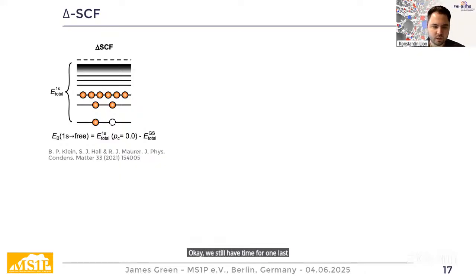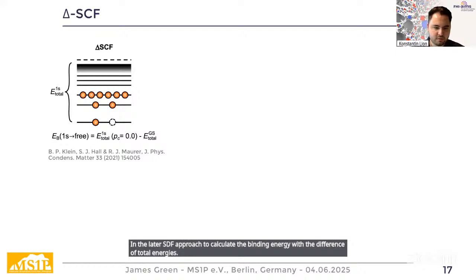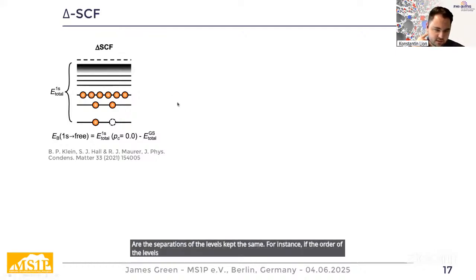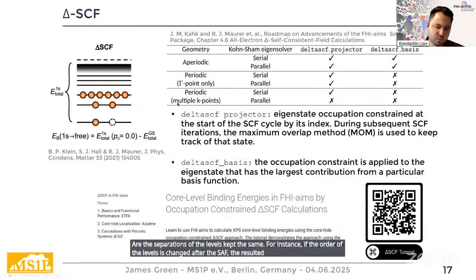Okay, there's another one. In the delta SCF approach, to calculate the binding energy with the difference of total energies, are the separations of the levels kept the same? For instance, if the order of the levels is changed after the SCF, the resulting excited state won't be the one we want to observe.